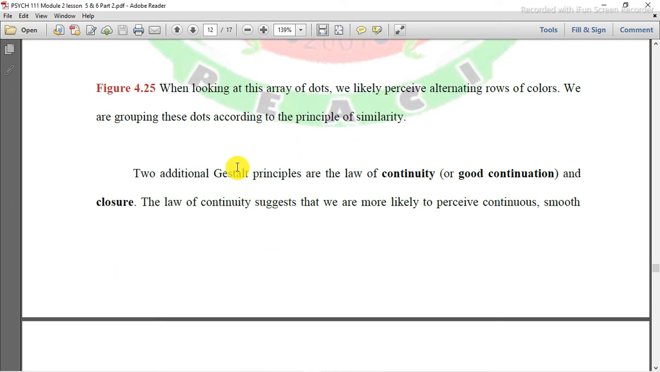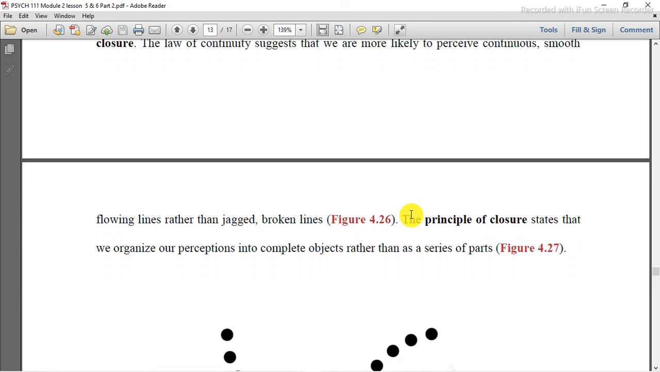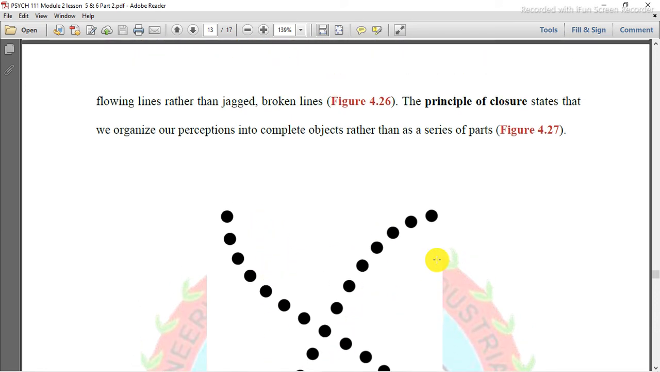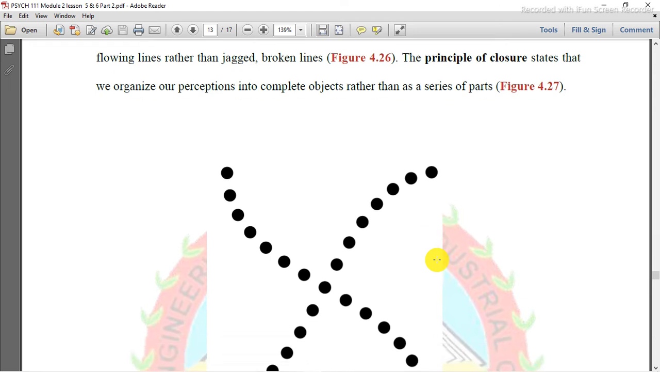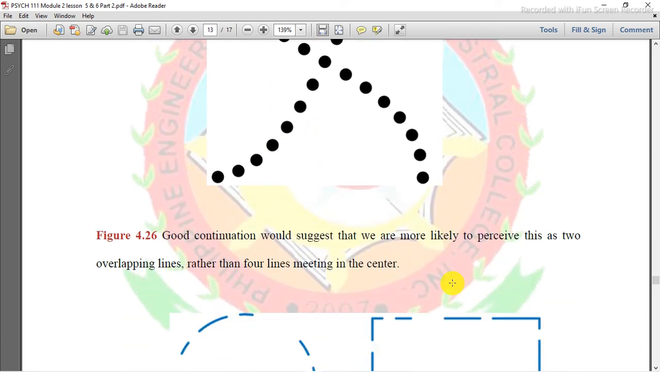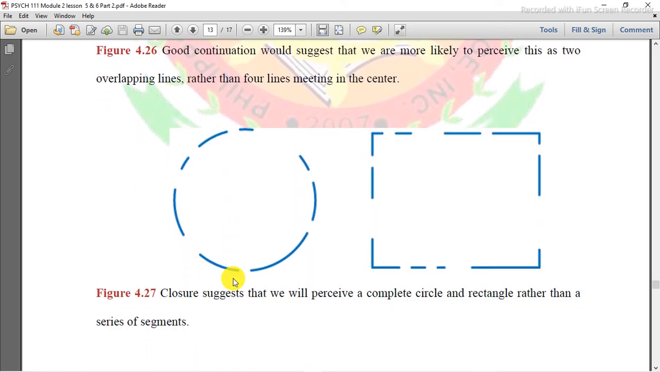And next naman, 2 additional Gestalt principles are the law of continuity or good continuation and closure. The law of continuity suggests that we are more likely to perceive continuous, smooth-flowing lines rather than jagged, broken lines. So parang ito, continuous siya, di ba? Continuous lines yung nangyayari, rather than putol-putol. So, masasabi talaga natin that we perceive complete objects rather than a series of parts. It's a continuing line of dots. Good continuation would suggest that we are more likely to perceive this as 2 overlapping lines rather than 4 lines. Okay, so example, ito na naman.